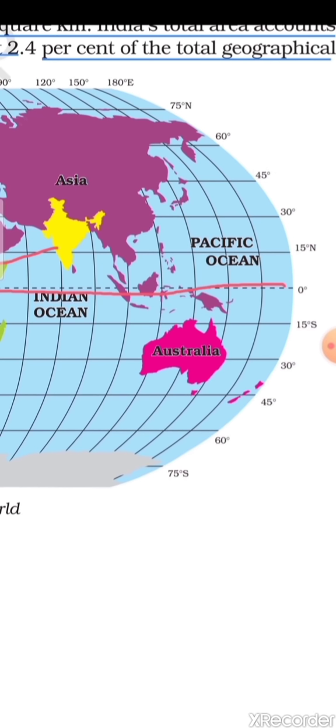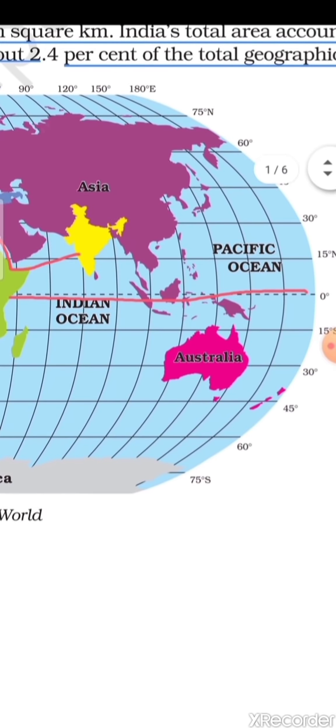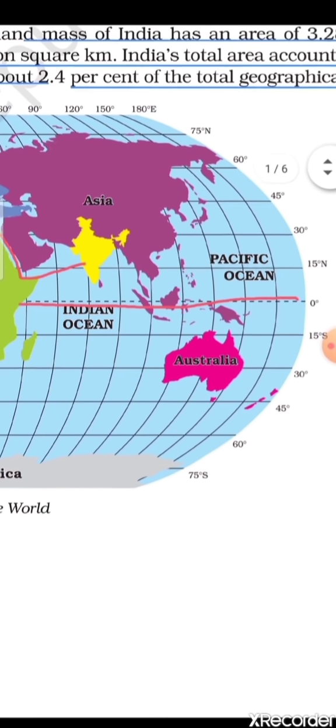The 0 degree latitude, which is known as the equator, divides the earth into two equal parts, and there are 90 latitudes which are above the equator and 90 latitudes which are below the equator. The part which is above the equator is known as the northern hemisphere. On the other hand, the part which is below the equator is known as the southern hemisphere.